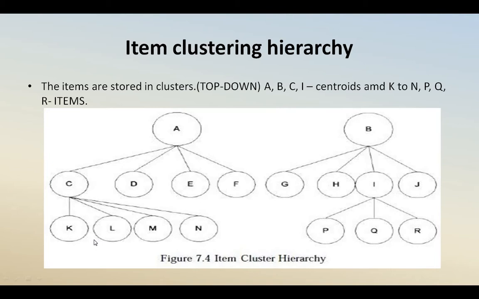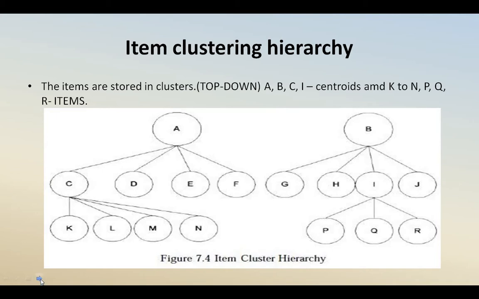In the item clustering hierarchy, the items are stored in the form of clusters which are top down: level 1, level 2, level 3, like that. These are the intermediate nodes, these are the leaf nodes, and these two are the root nodes. Here A, B, C, I are the centroids, and K to N, P, Q are items. These are the centroid elements.